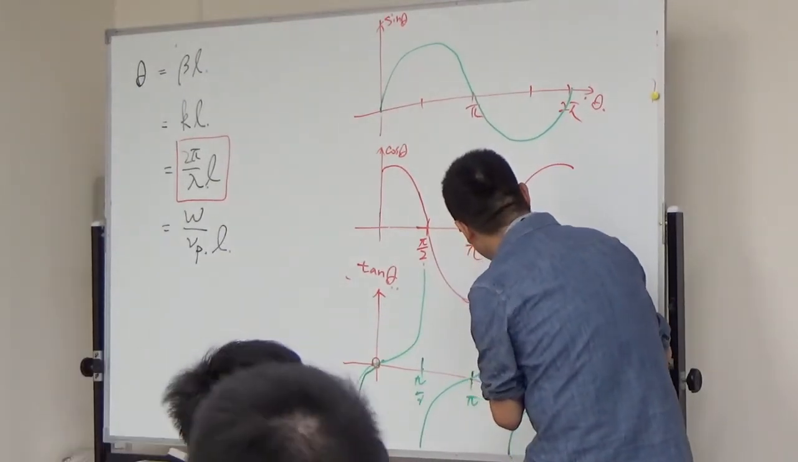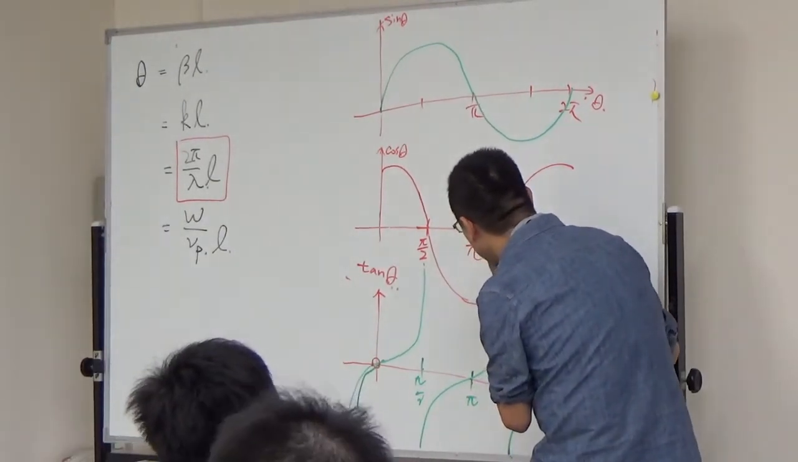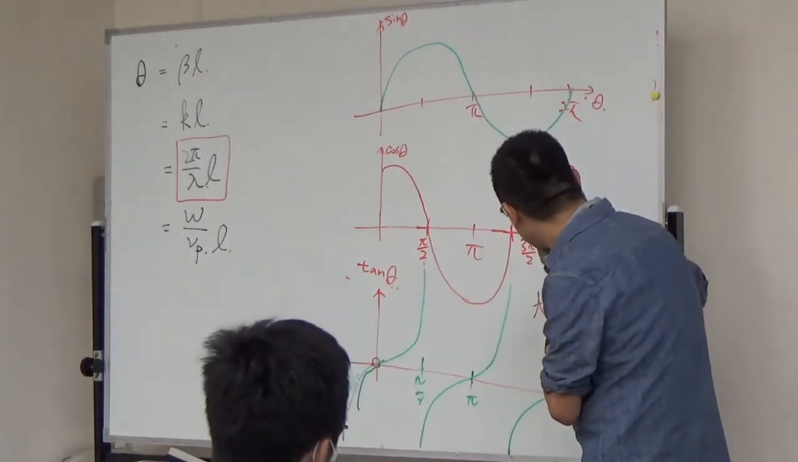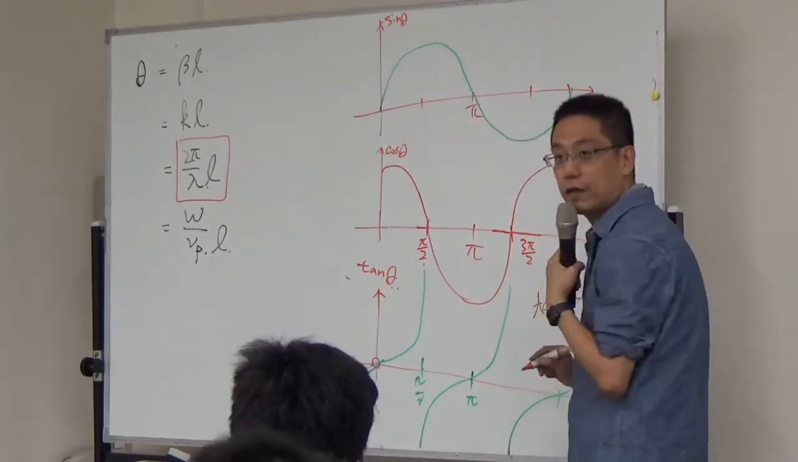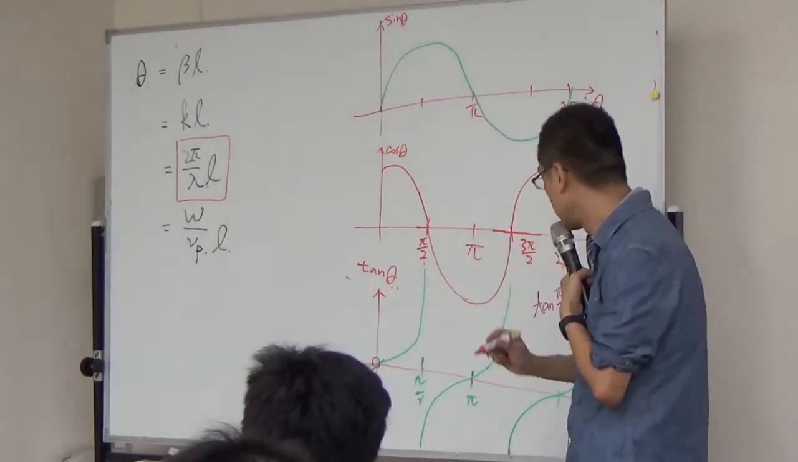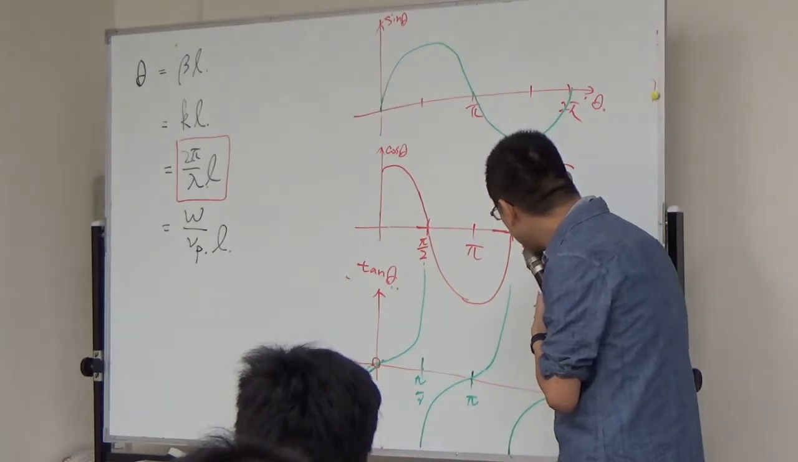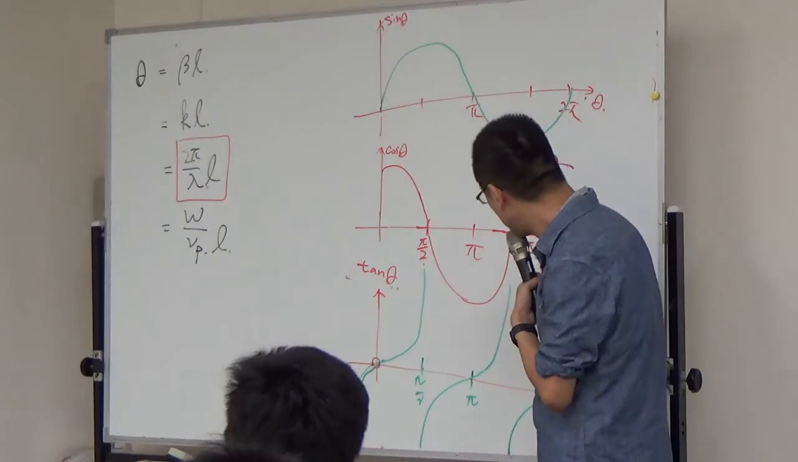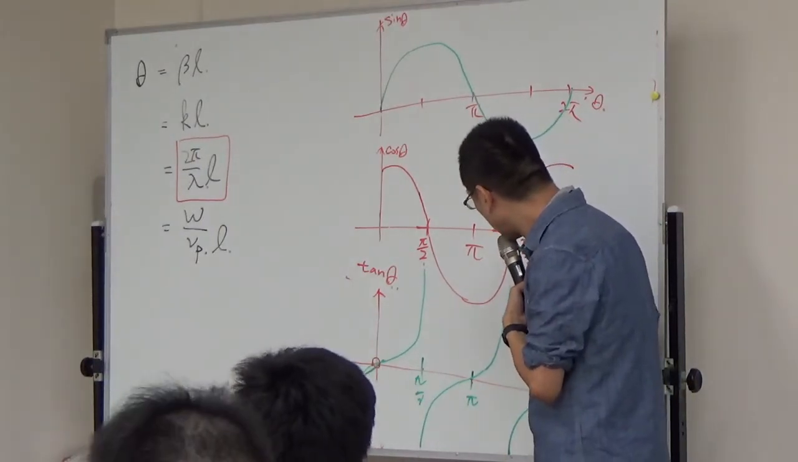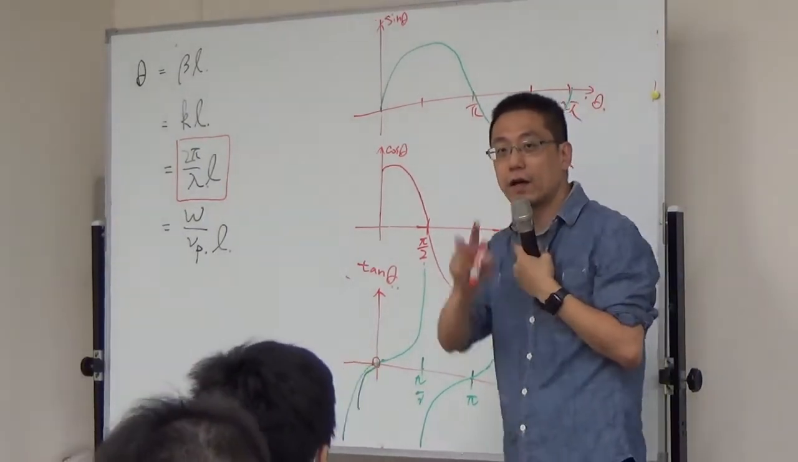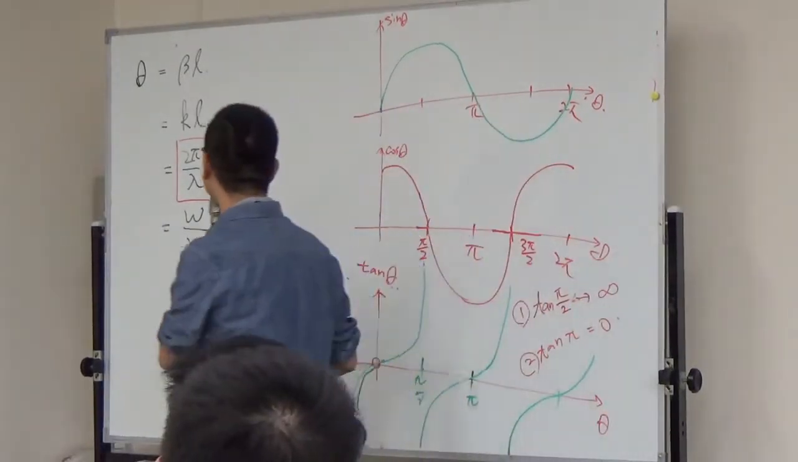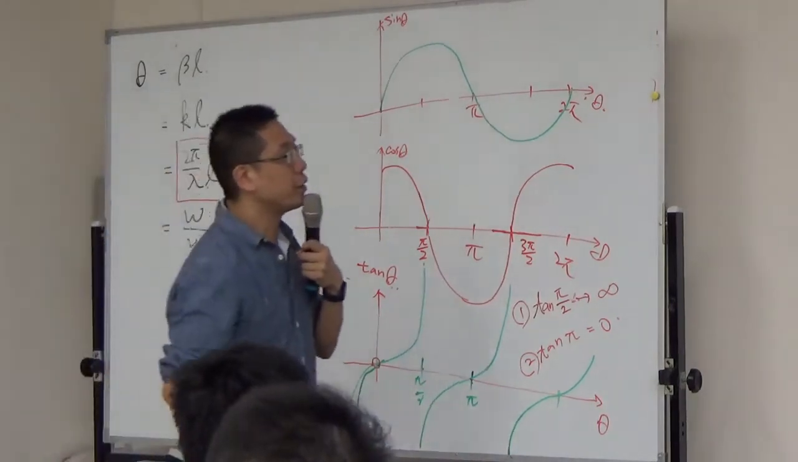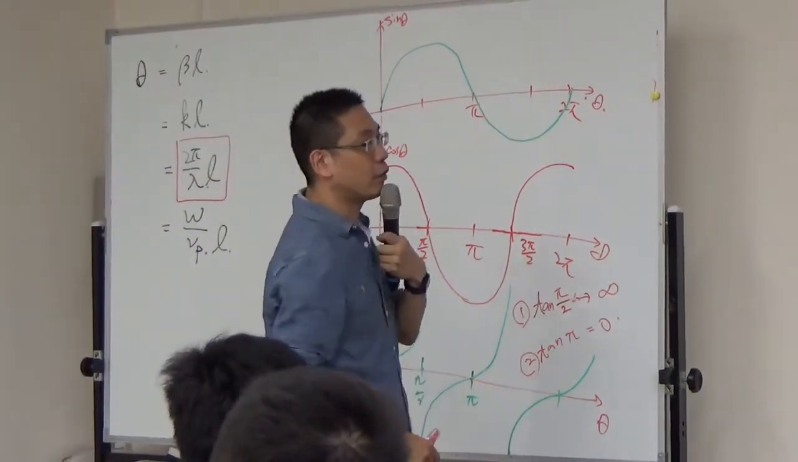Tangent of pi over 2 goes to infinite. This is the first one. Tangent pi equals 0. This one. There are 2 cases, and we use this equation.